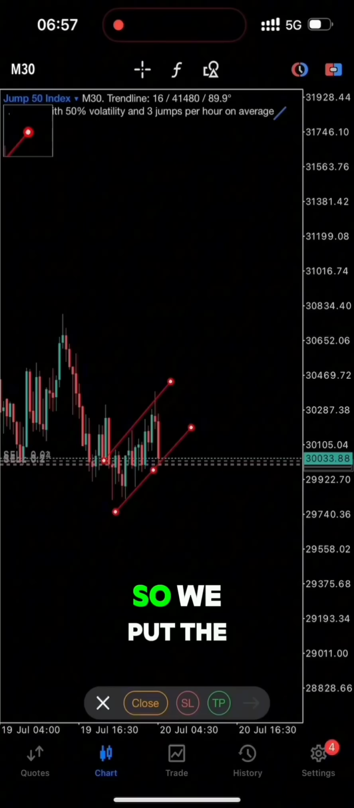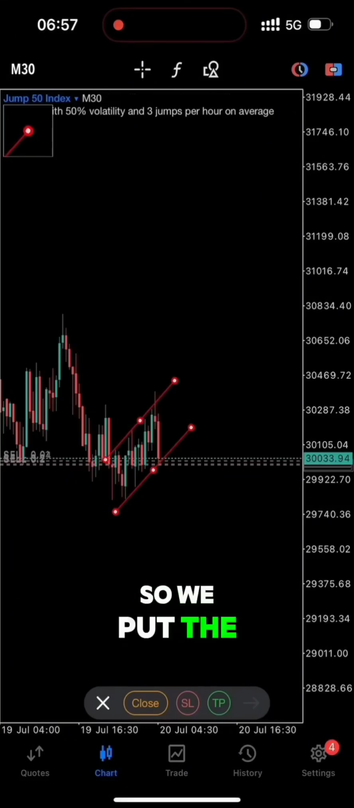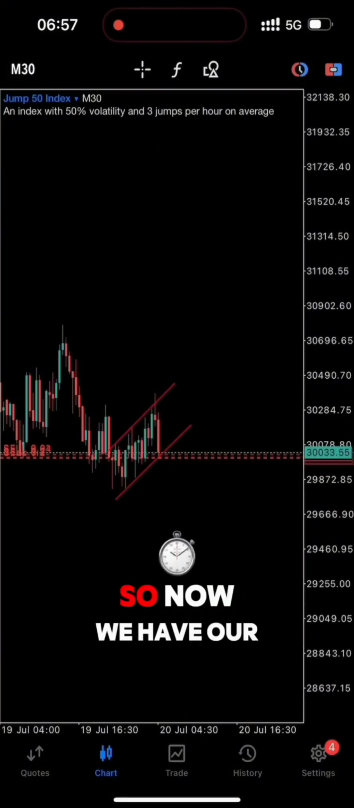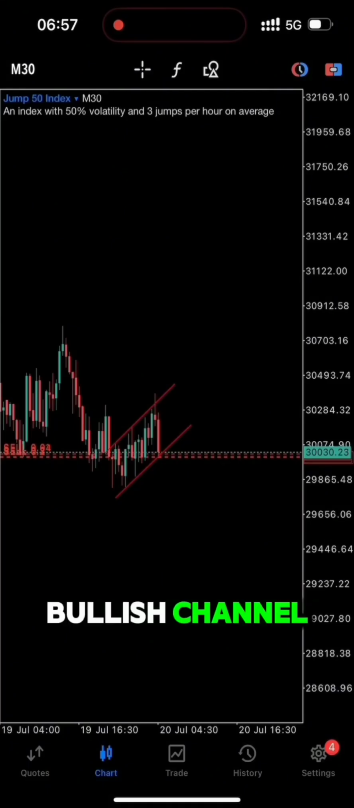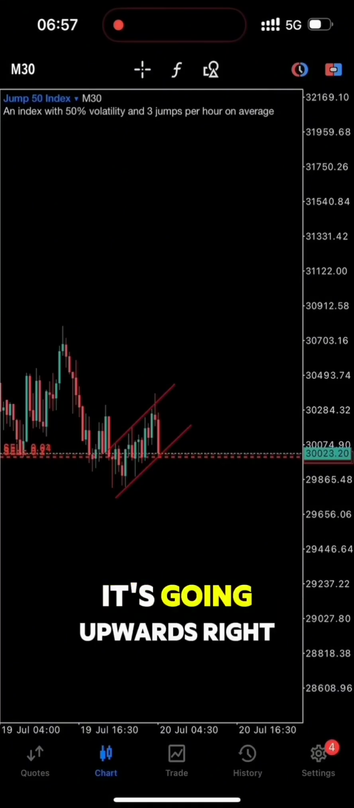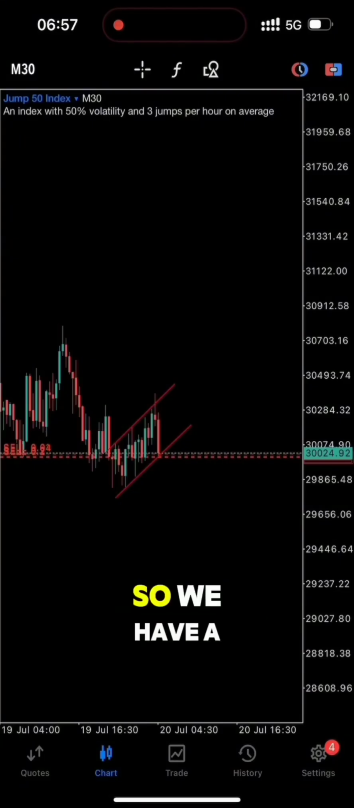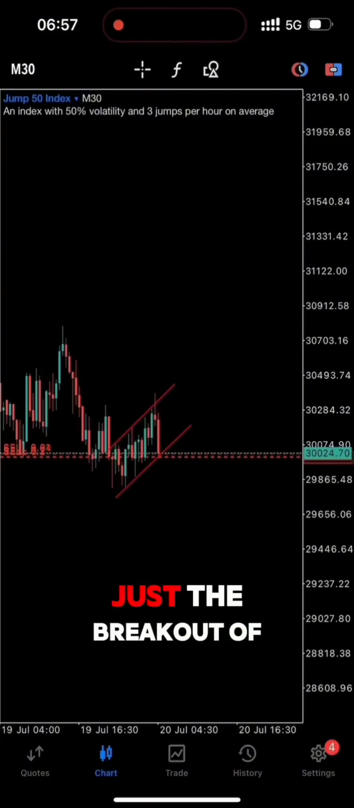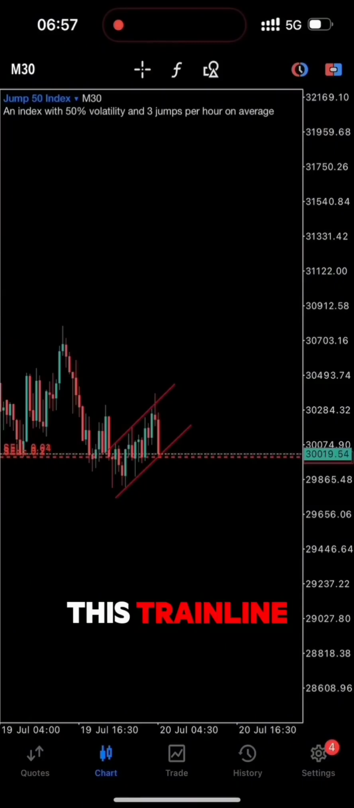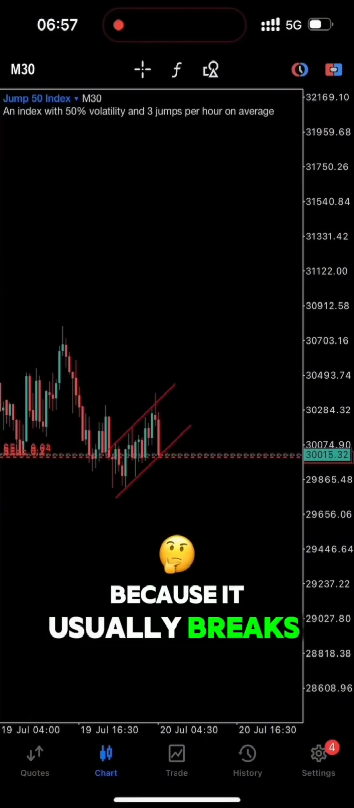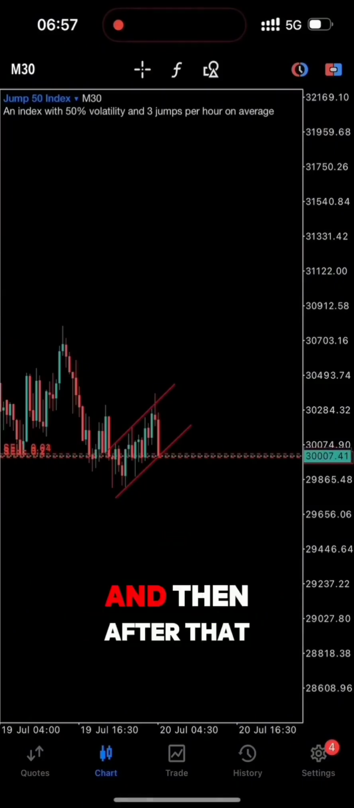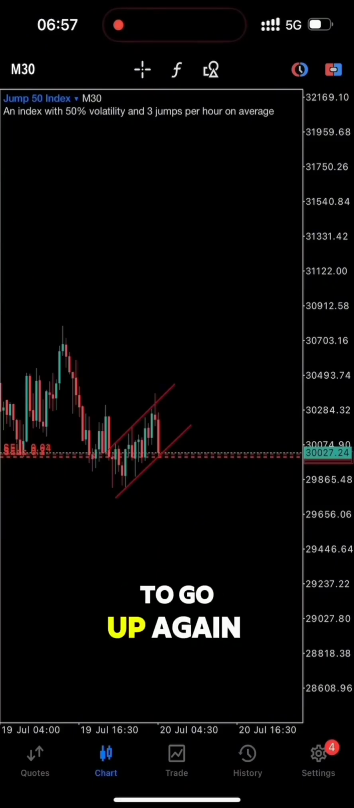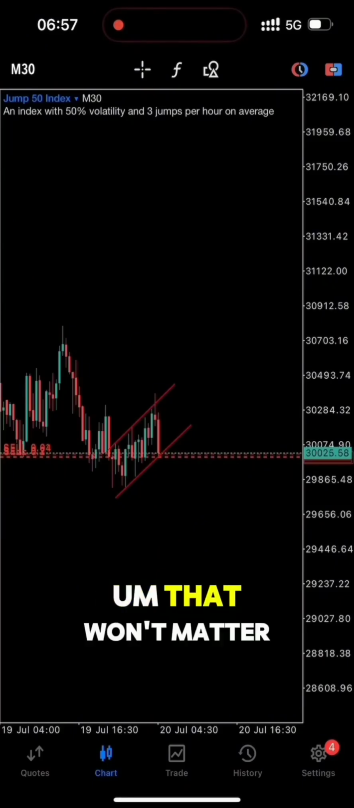Anyway, so we put the trend lines like this to make a channel. So now we have our bullish channel. It's going upwards, right? So we have a flag, and this flag, we are going to trade just the breakout of this trend line, because it usually breaks out going downwards, and then after that, whether it pretends to go up again or continues going, that won't matter.